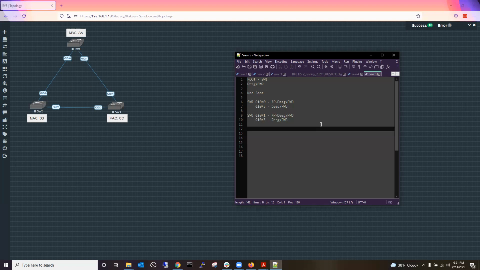Cool. All right. Well, you converged spanning tree. You prevented a layer 2 loop between this entire topology, so you're good to go. I think you're good with spanning tree at a CCNA level.